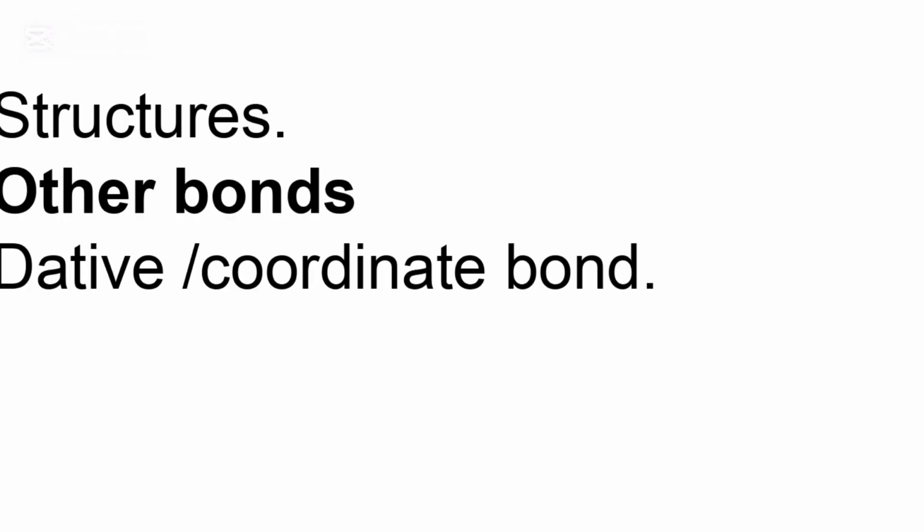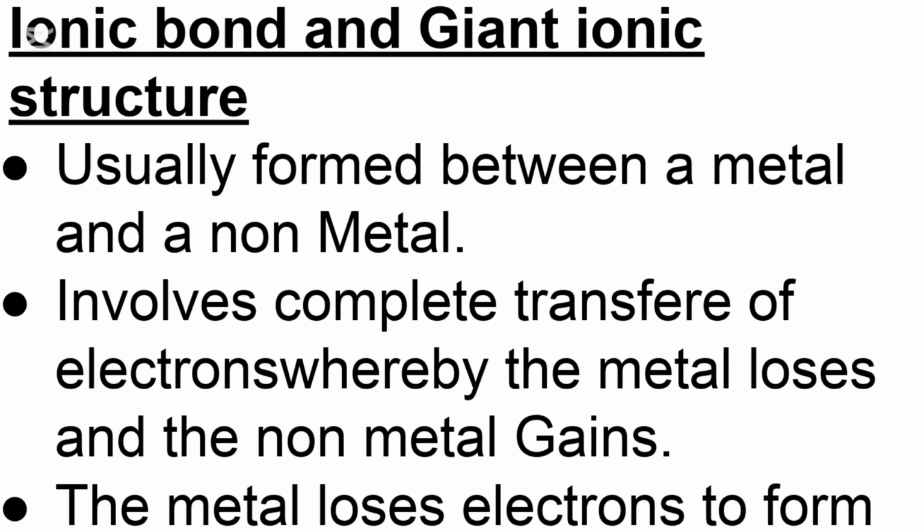Now, other bonds which we are going to look at are the dative or coordinate bond. We shall mention that bond at some point, but it is not a main bond. It is just part of a covalent bond, which is also part of what we are supposed to cover. Ionic bond and the giant ionic structure. We said at the beginning that we are going to mainly deal with the ionic bond and the structure it produces, which is a giant ionic structure.